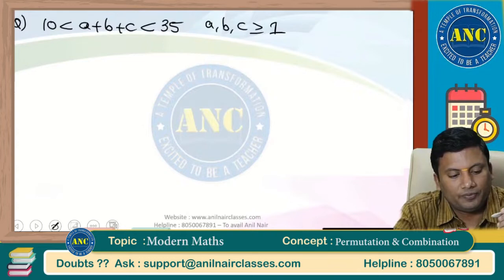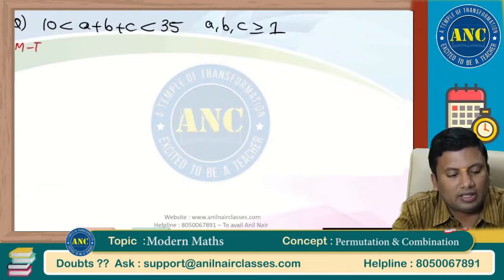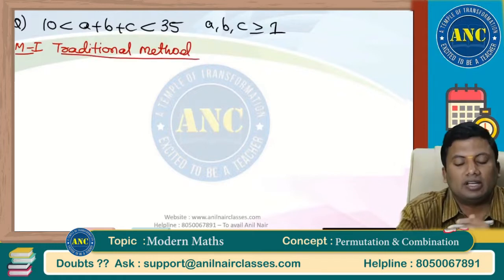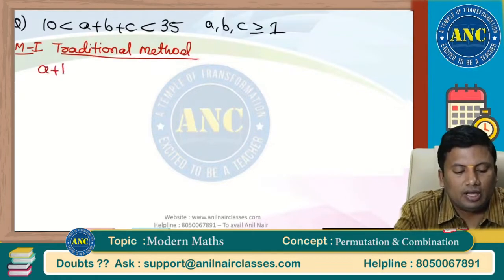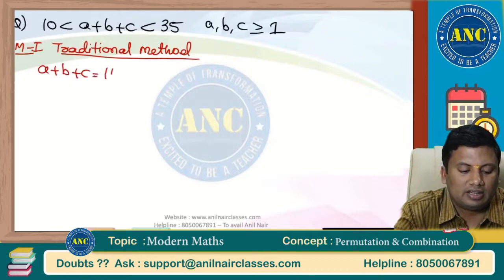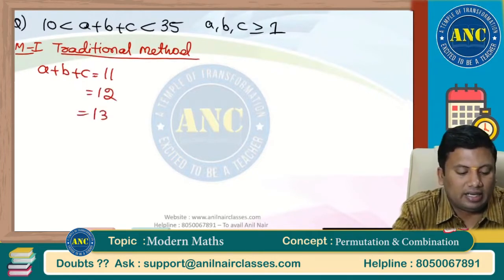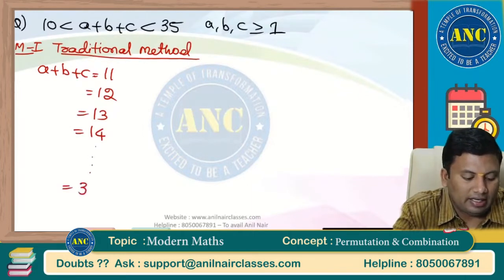Now see here. Method 1, traditional method. How students will solve this problem: 10 less than A plus B plus C less than 35. So A plus B plus C is nothing but 11. It can take 12, it can take 13, it can take 14, and it can take till 34.